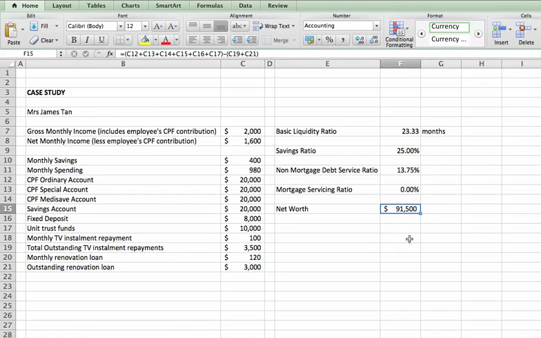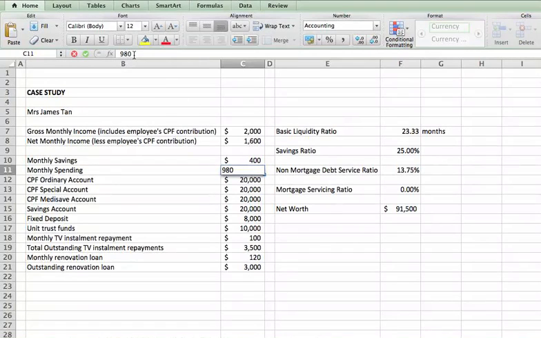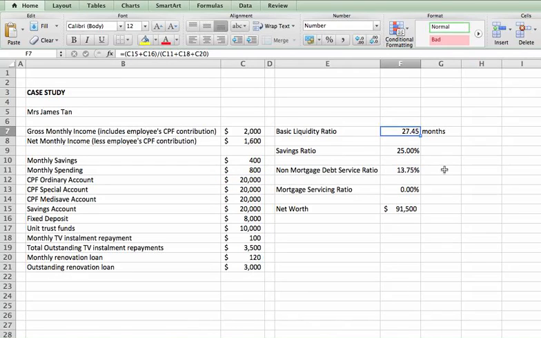Now, download this spreadsheet and examine what would happen if you were to modify certain figures. For example, if you were to cut down on monthly spending to maybe $800, you would immediately increase the basic liquidity ratio.